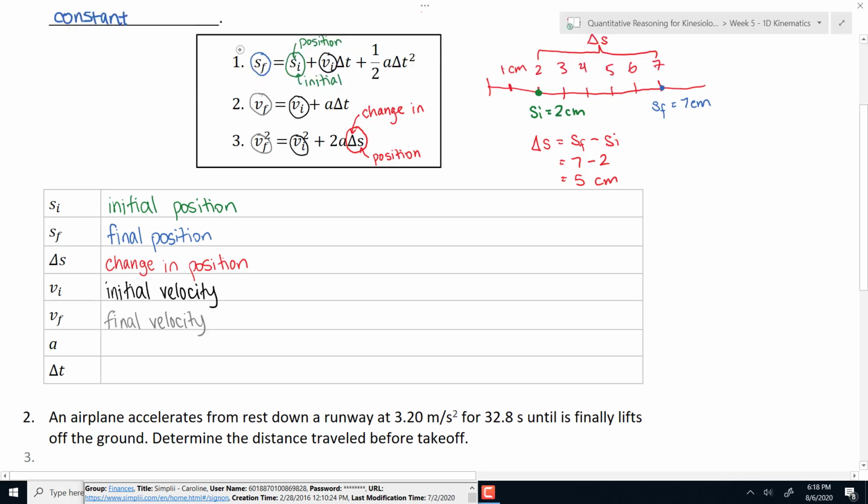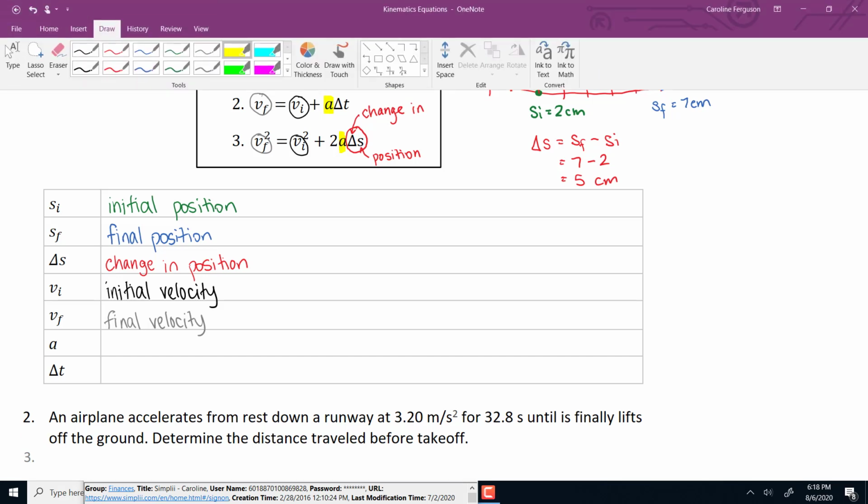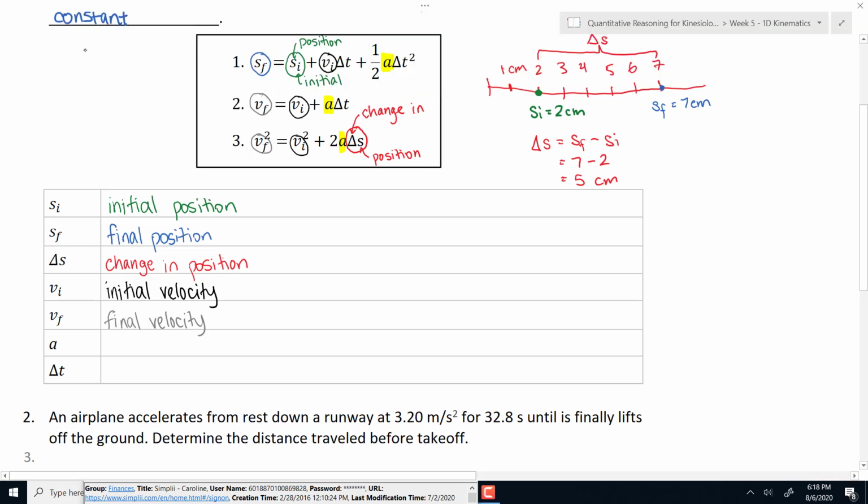All right, now we have acceleration. So here's acceleration right here, here, here. Notice acceleration is in every equation. So in order to solve any kinematics problem using any of these equations, you need to know the acceleration. All right, so the acceleration, that's all that is. I'll just highlight it so it corresponds.